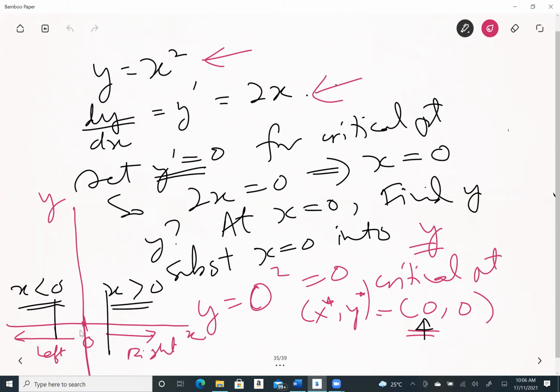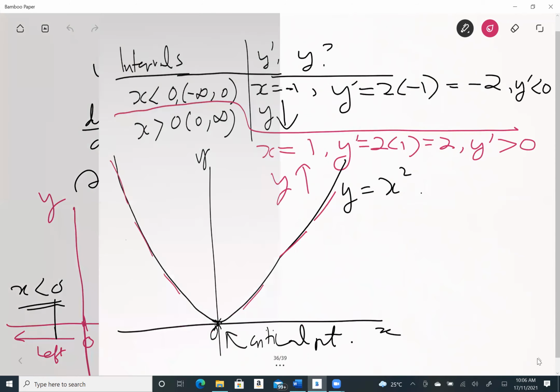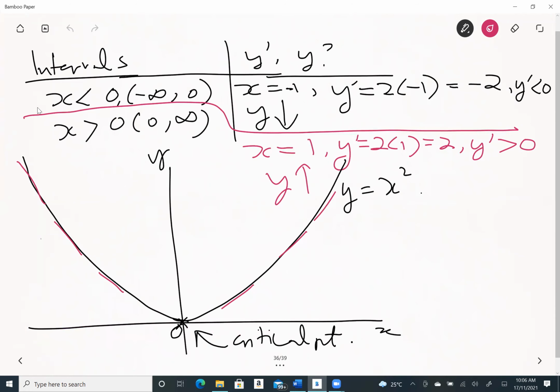So you have the intervals, and then you take one test point for each interval. So we already did that. For x less than 0, that means the interval on the left, we take x equal to -1, then y prime is equal to -2, that means y prime is less than 0. So negative derivative means what? Means y decreases. So y will decrease over the interval.